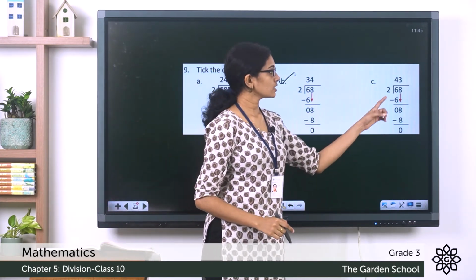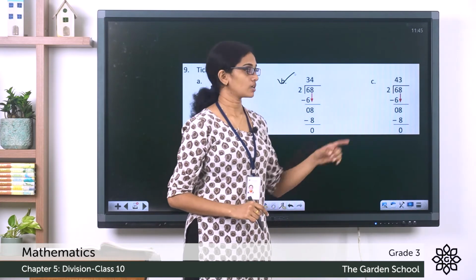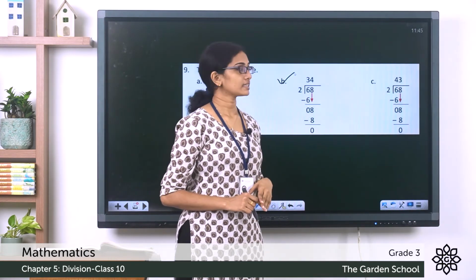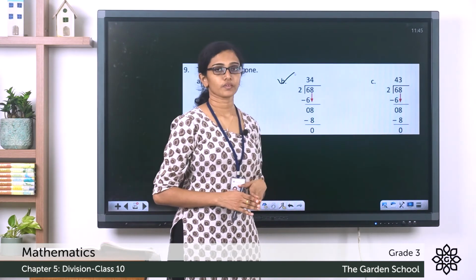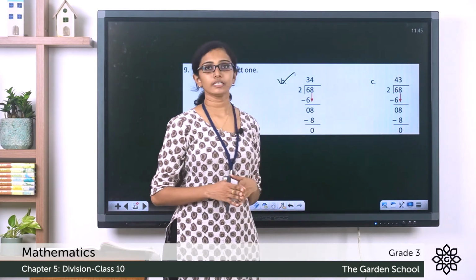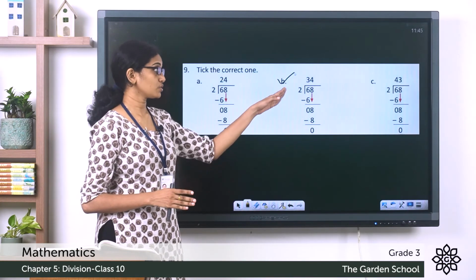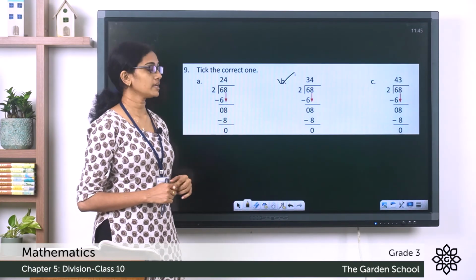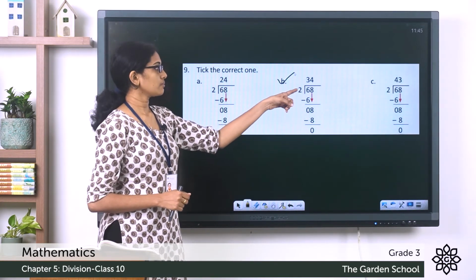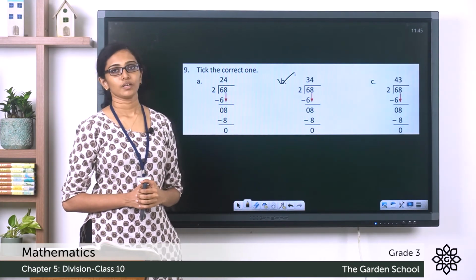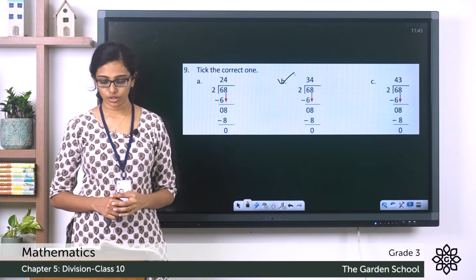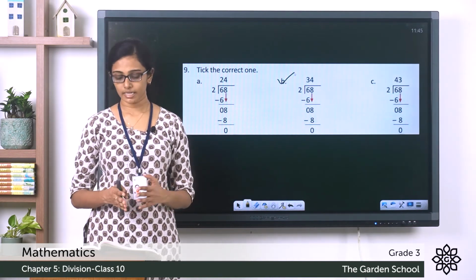The third case, the quotient into divisor. 43 into 2, and that is equal to 86 plus the remainder 0. So that is not equal to the dividend given here. The only correct division given here is the choice B. 68 divided by 2 is equal to 34 without any remainder. So I hope these questions are clear to you. You can go through them once again to make it clear.